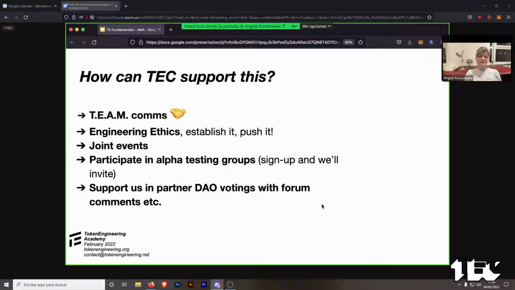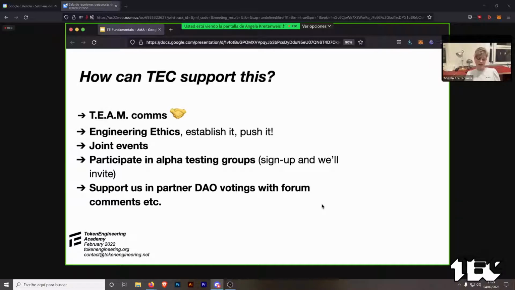And some final notes on TE Commons and Token Engineering Academy. We already kicked off collaboration with the comms team. Jui is here, hello, and Angela, and maybe also Anna. So it's really great to have this collaboration in communications. I'm also planning for collaboration on engineering ethics, since we have a great team, Omega, working on engineering ethics already in TE Commons.